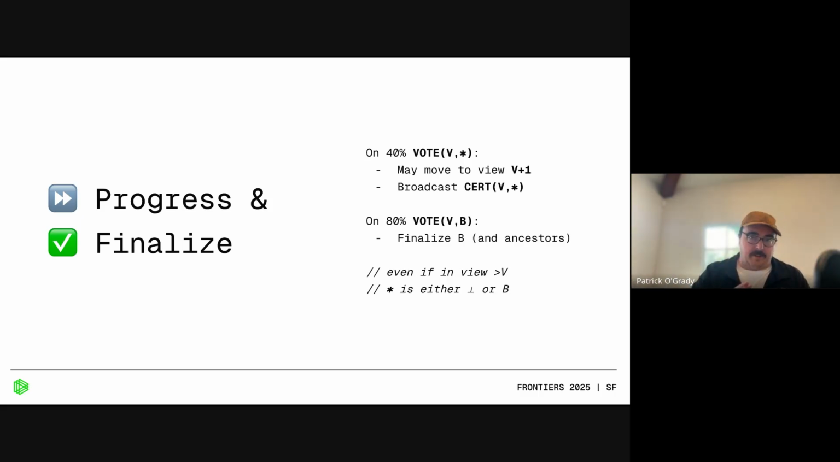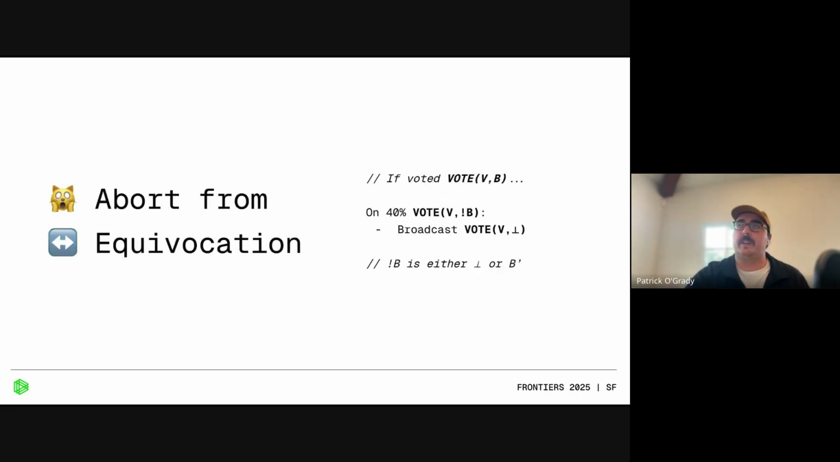Now, this alone is not sufficient because you can get stuck if there's equivocation. And so there's a little trick you need to add. You'll also move forward if you see a certificate, obviously, because that's the same thing as votes. Now, the trick is basically that if you see 40% of votes for not B. So you voted for something, you now see 40% for other stuff.